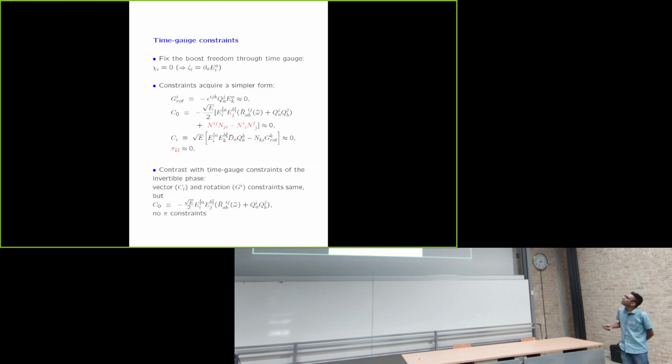Now one can fix the boost freedom through time gauge, and then one can go to a simpler set of constraints. However, there is a difference now compared to the usual Hilbert-Palatini case. The Hamiltonian constraint now acquires another extra term, which essentially comes from the connection variables. Remember, torsion is not 0 anymore, so these n's are the torsional degrees of freedom essentially, but non-dynamical, because they don't appear with derivatives. And then their corresponding momenta are 0.